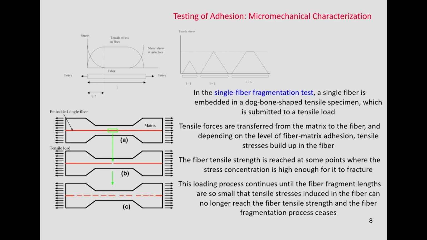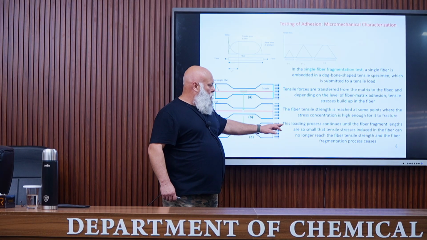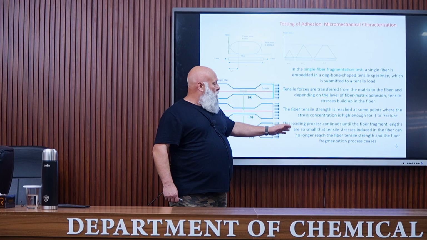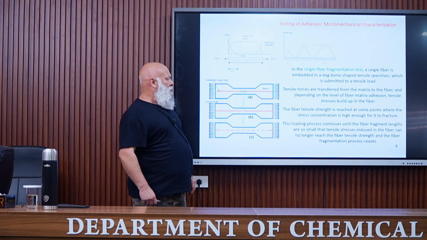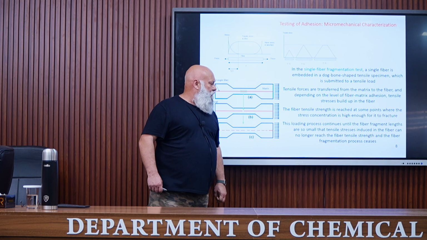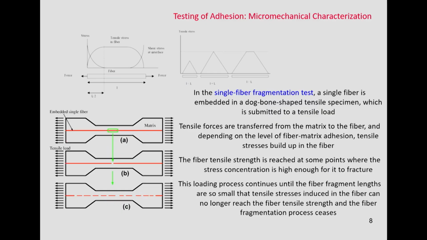The fiber tensile stress reaches a point where the stress concentration is high enough for it to fracture, and the loading process continues until the fiber fragment lengths are so small that the tensile stress induced in the fiber can no longer reach the fiber tensile strength, and the fiber fragmentation process ceases.